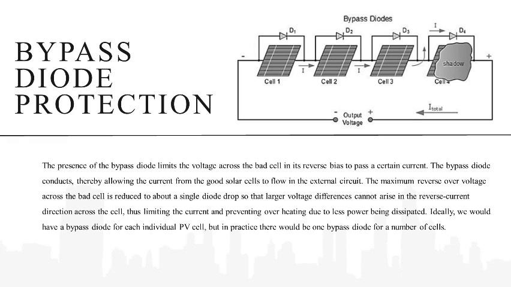The maximum reverse voltage across the bad cell is reduced to about a single diode drop, so a larger voltage difference cannot arise in the reverse current direction across the cell, thus limiting the current and preventing overheating, since less power is dissipated. Ideally, we would have a bypass diode for each individual PV cell, but in practice, there would be one bypass diode for a number of cells.